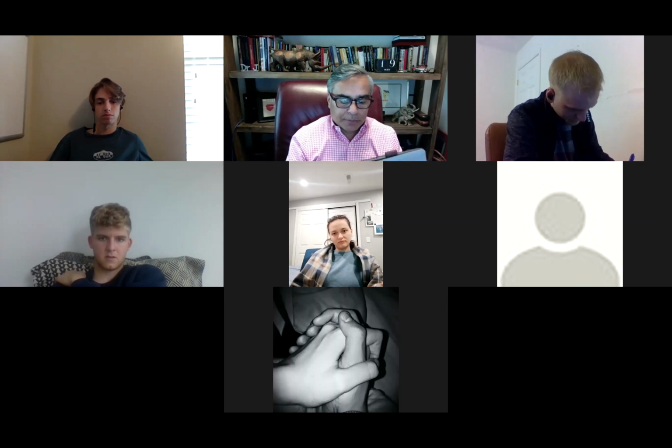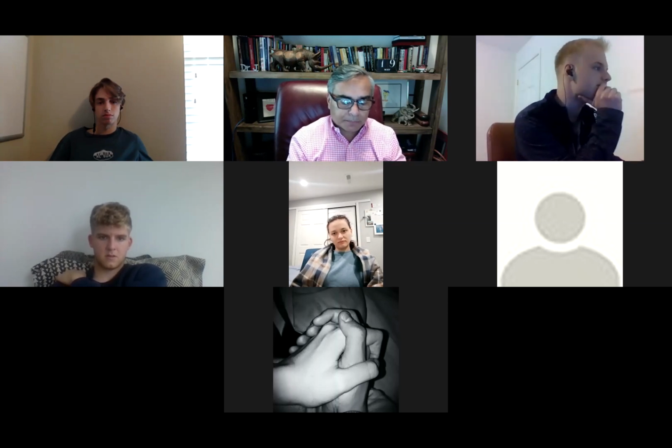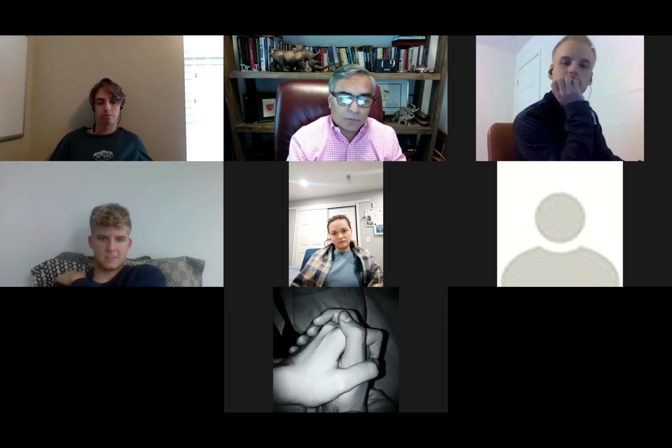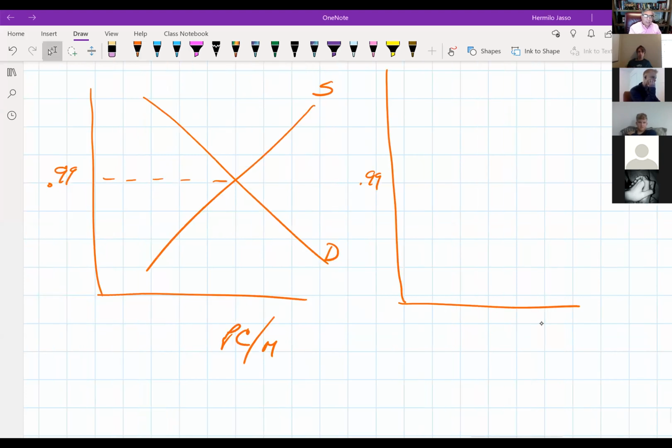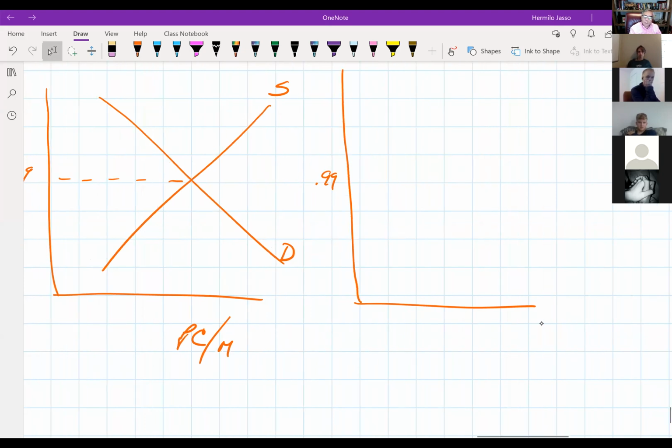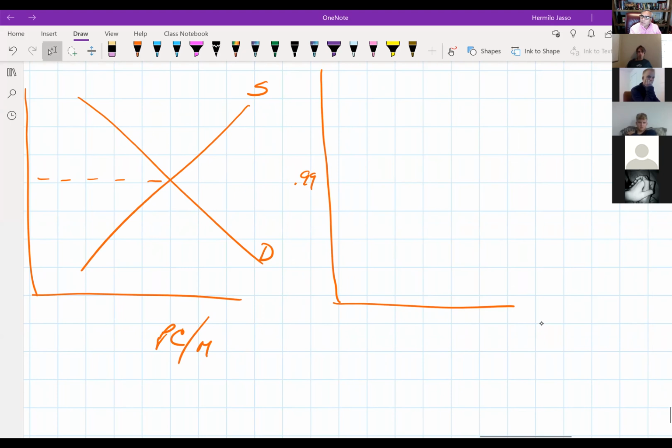So then what happened is this. If the forces of supply and demand in the market determine that the price is 99 cents, then the specific company has no choice. They have to sell the product at 99 cents. If they sell 1 unit, they're going to get 99 cents. If they sell 2 units, they're going to get an additional 99 cents. If they sell 3, they're going to get 99 cents.